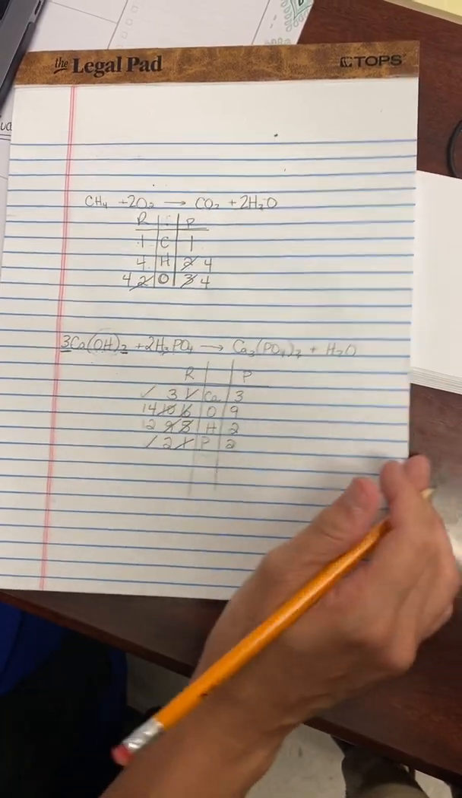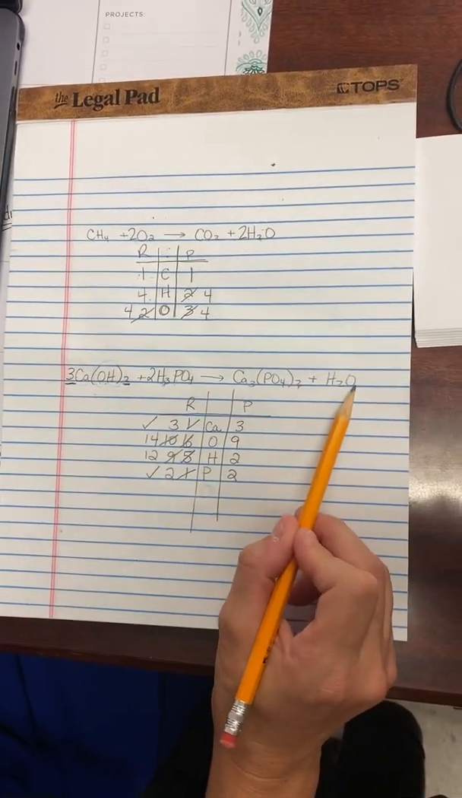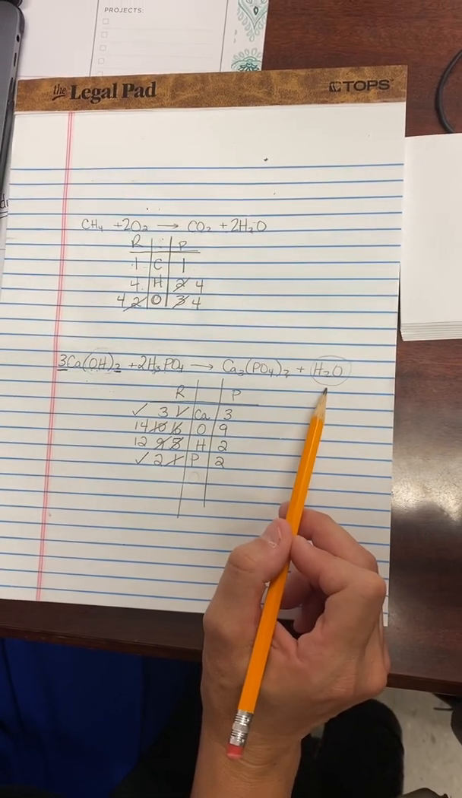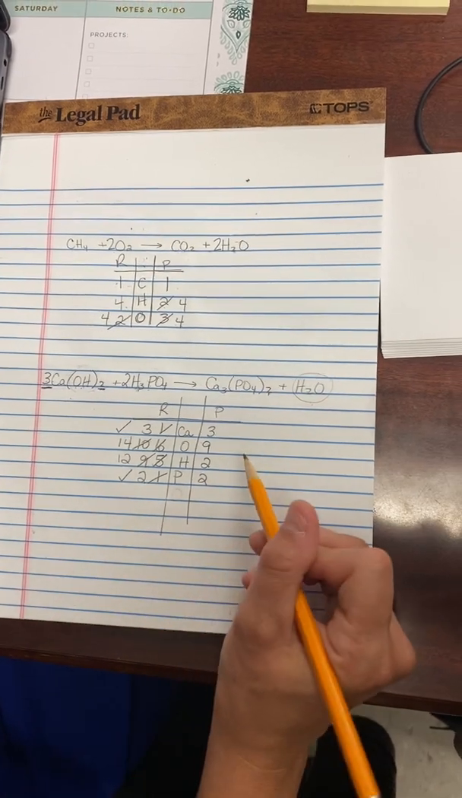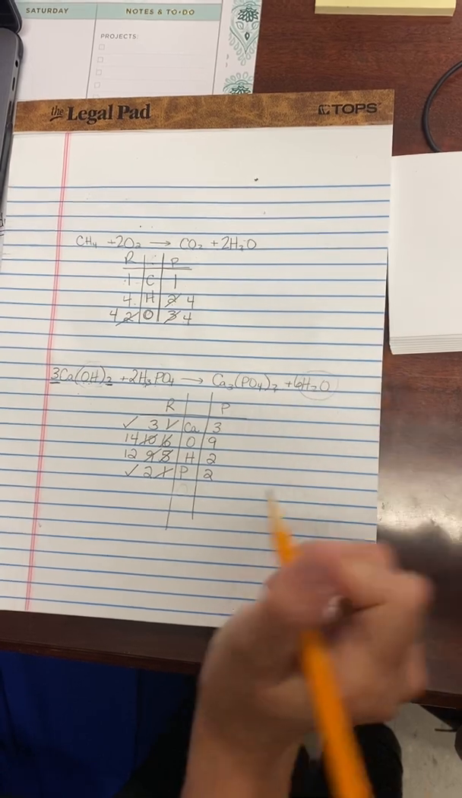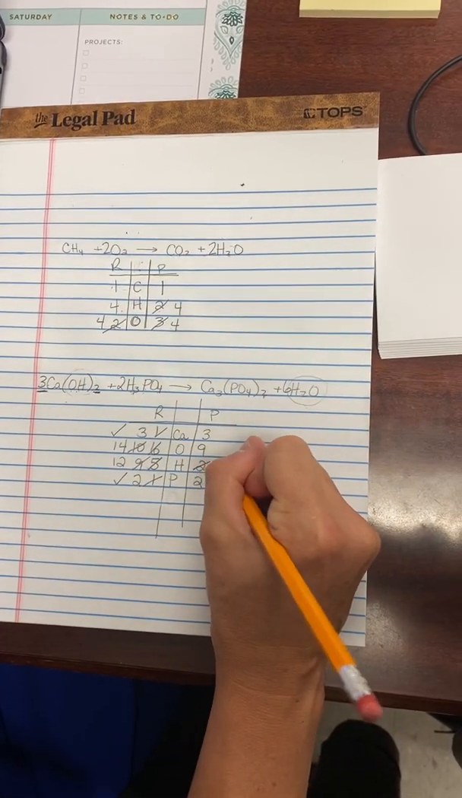We got to go on this side and see if we can balance out the hydrogens and oxygens. Well, notice that the hydrogens and oxygens by themselves are in one compound, water. So we can fix this. So what do I have to multiply 2 by to get 12? 6. So I'm going to try that. So 6 times 2 is 12.